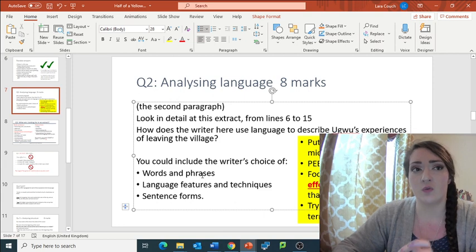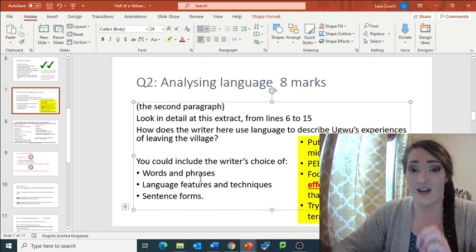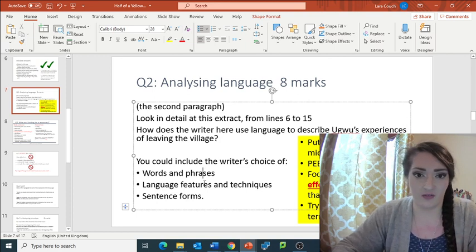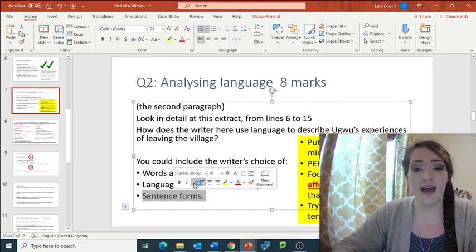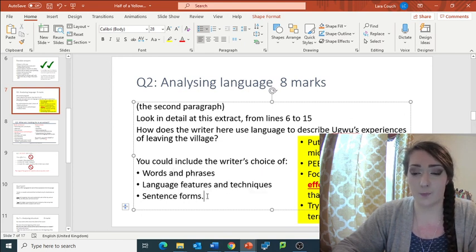What you really want to avoid is just saying this is a metaphor. You need to explain the effect of it. This question is looking for really zoomed in analysis of language. So if you're just feature spotting, it's not going to get you very far at all. You need to explain the effect of it in detail. And sentence forms as well.